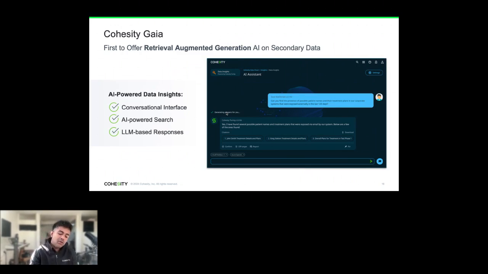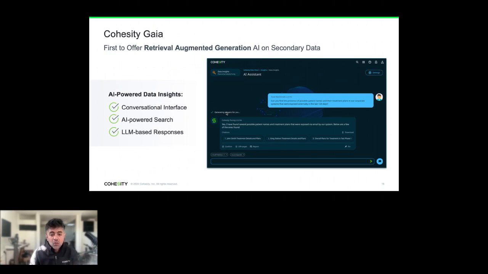But what we do, by our inherent function, is we have all copies of all data, and we know where it is, whether it is in your data center, in your cloud, in Glacier, or in your edge computing. We bring that into a searchable interface.